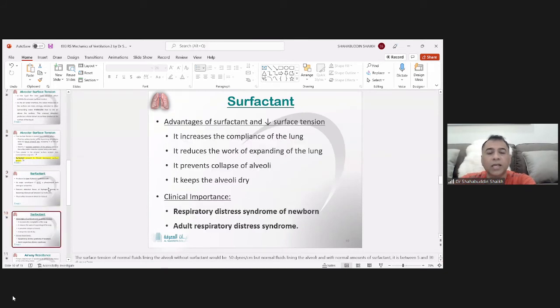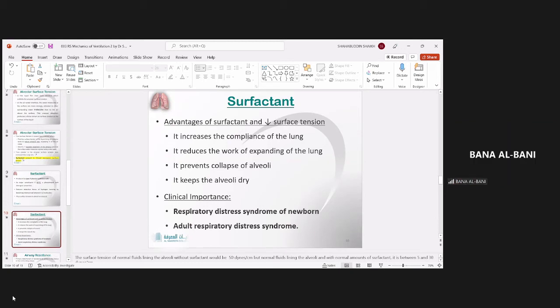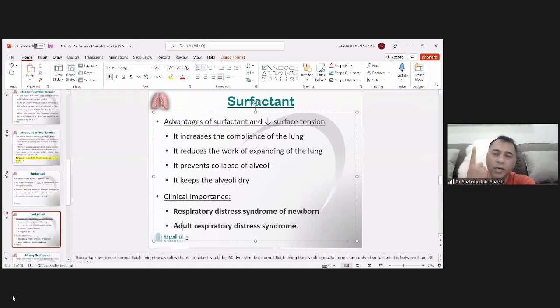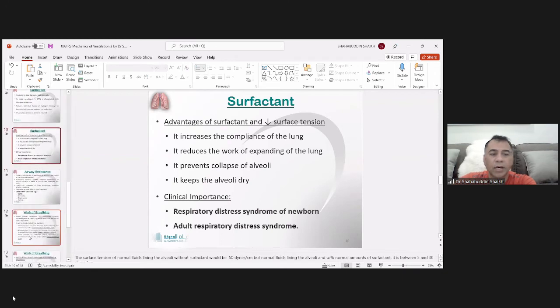Okay. What are the conditions? Give one or two examples of conditions related to surfactant deficiency. When there is absent or decreased surfactant: respiratory distress syndrome in newborn, and in adults. So one condition is in newborn and one is in adult. Both are called respiratory distress syndrome, and occur due to deficiency of surfactant. Any difficulty till this part?